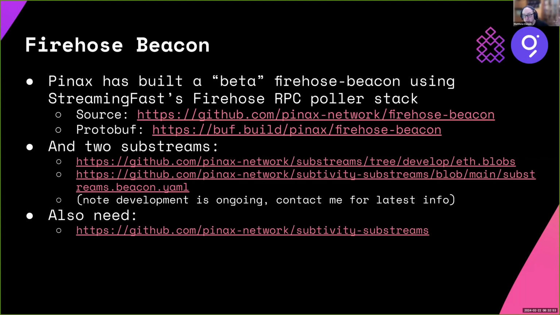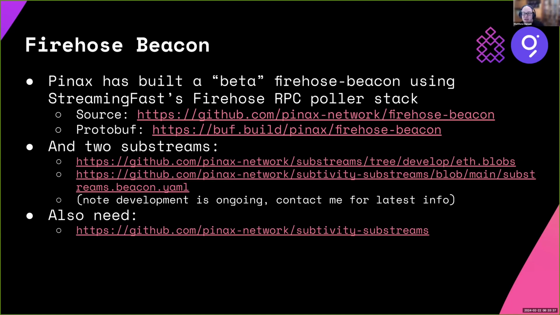This reads all the blocks or slots coming from a beacon chain and stores them into the normal Firehose flat files, just like we would do for, say, Starknet or any other Ethereum chain, or Cosmos, or any other chain that we support. This is just yet another chain. It's using the Streamingfast RPC poller. You may remember from previous sessions that the Streamingfast team came up with the RPC poller in order to quickly onboard new blockchains with the Firehose tech. So we're using that here, and the source code is here, and so is the protobuf.